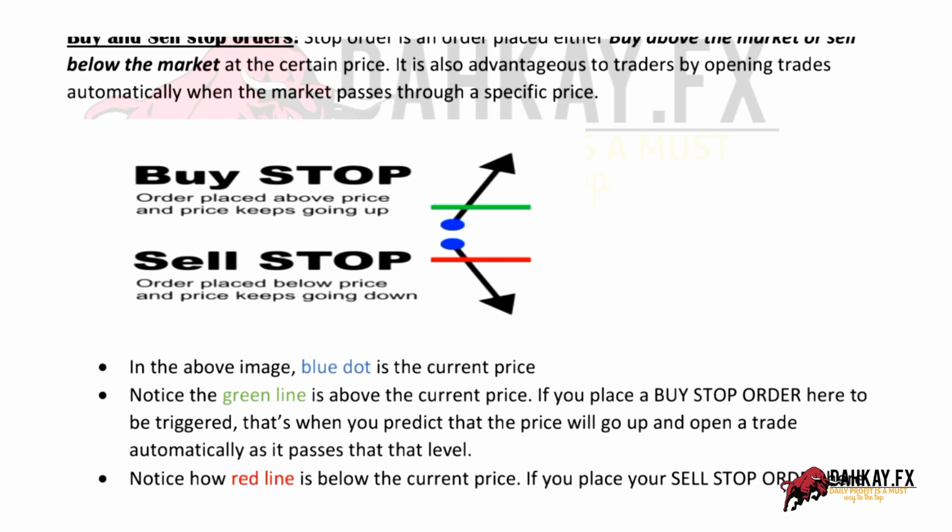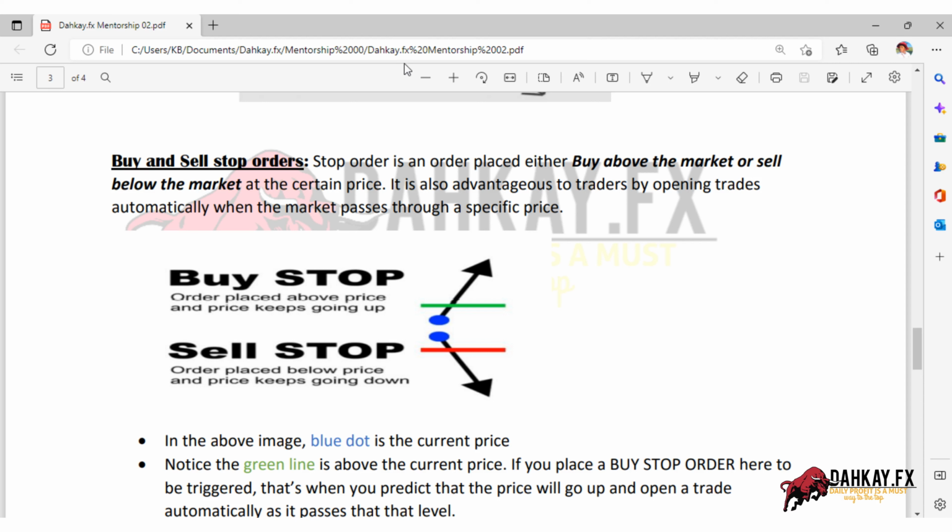This enables you to enter when the market is already going in that direction, not before the market goes in that direction. This is more like a confirmation. When you are not sure about your trade, you just enter that stop order. So for example, if the market is going up and you are not sure whether the market, when it reaches this level, will go up or down.